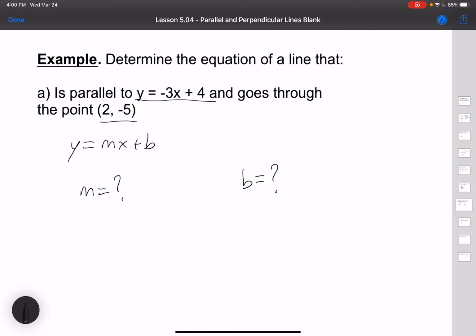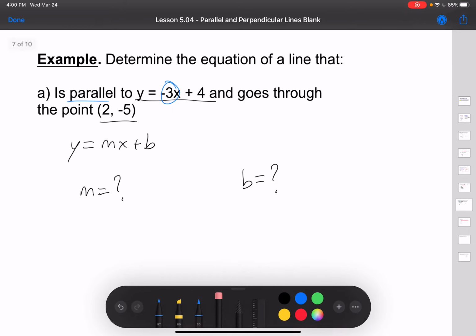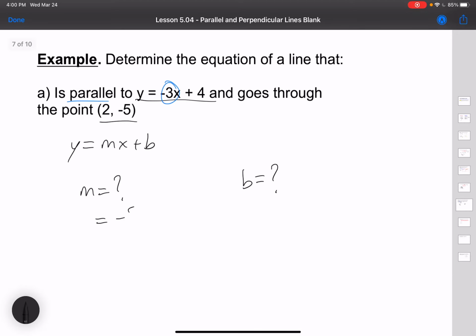We can figure out what m is based on the fact that we're looking for something parallel to that given line. We have an m value of negative 3 in that given line, which means our m value in this new line we're creating is also going to be negative 3, because they have to be parallel, so they have to be the same. Okay, so right now we have an equation y equals negative 3x plus b.